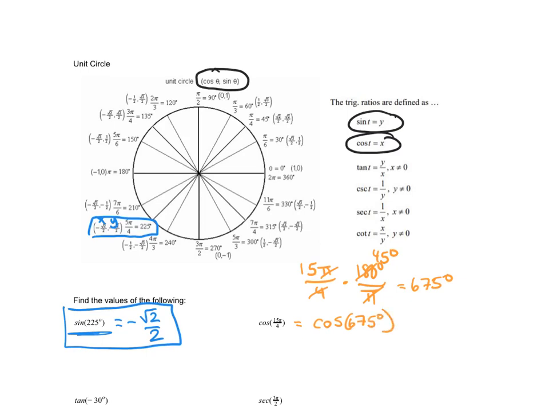Well, again, 675 is still not on my unit circle, but what I can do now is take 675 and subtract 360. When I do that, I'll get 315. Hey, and 315 is on our unit circle. So now we're going to use this point. Since I want the cosine, that is the x-coordinate. So the cosine of 675, or 15 pi over 4, is going to be radical 2 over 2.